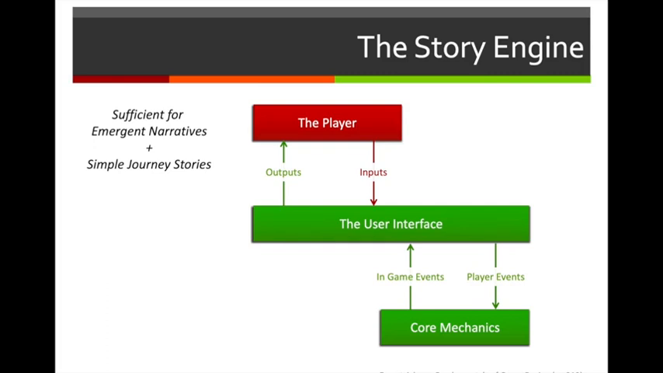That then creates in-game events, which is communicated back to the player through the user interface. So that's the kind of classic way in which a game is structured and works. This is absolutely sufficient for emergent narratives, as long as you have a good rich set of mechanics, as we were saying. And actually it can kind of work for simple journey stories. So if you have a sequence of locations or levels that progressively tell the story of a player progressing through a game, that can be supported by this kind of classic structure.